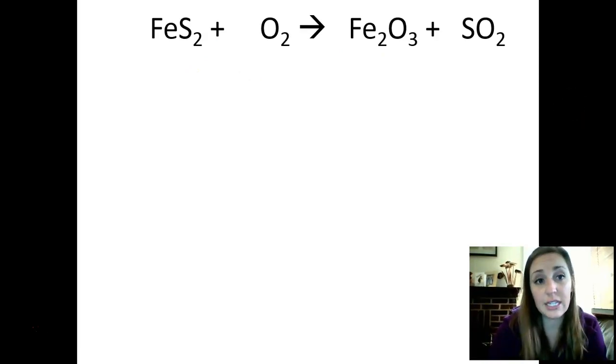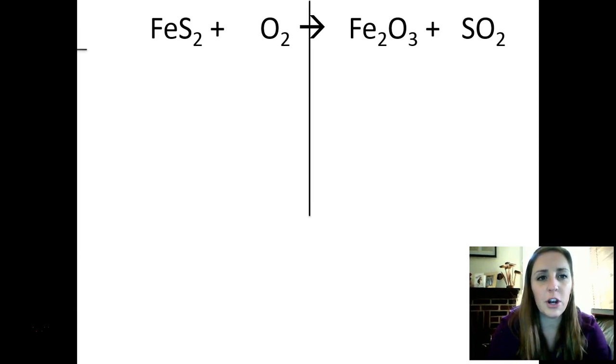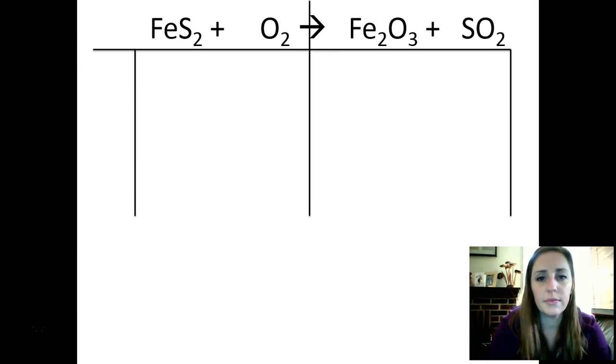All right, so this equation is a little more complicated because I have 3 elements and they're doing quite a few things. So I'm going to draw my chart. What elements do I have? Well, just go through it. I've got iron, sulfur, and oxygen.